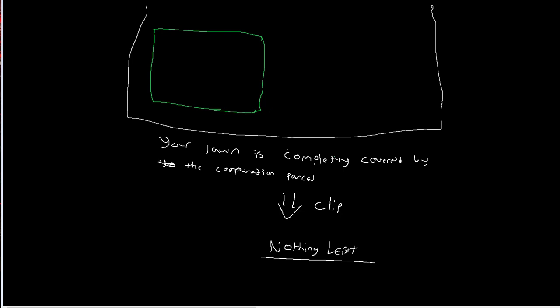So hopefully that made sense. The idea that clip removes portions of geometry that overlap with another feature. You can take out holes from the middle, you can take out pieces from the edge, or you can take out the entire thing if you have a complete overlap.